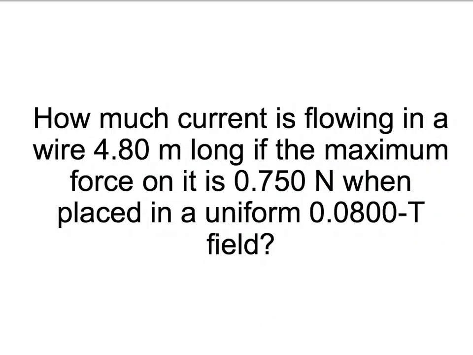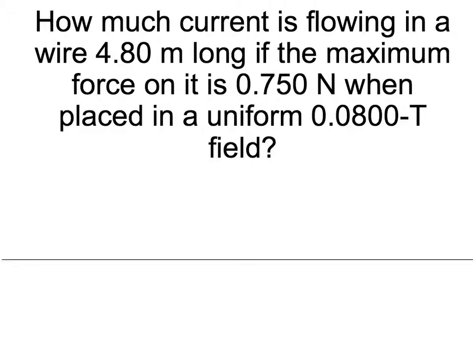And now a quick example. How much current is flowing in a 4.8 meter long wire if the maximum force on it is 0.75 newtons when placed in a uniform 0.08 Tesla field? And it's saying maximum force to let us know that there's no angle between the wire and the magnetic field. If there were an angle, that force would decrease because sine of 90 is 1, and then as you move sine away from 90, it gets smaller and smaller and smaller until at 0 it hits 0.